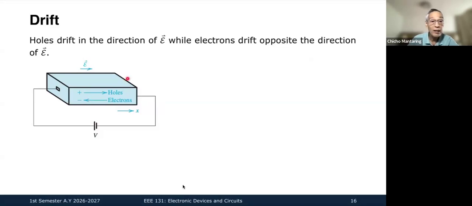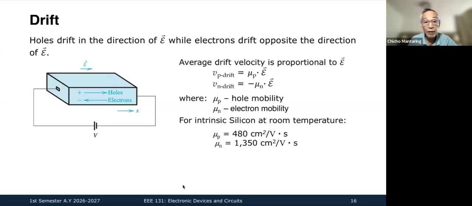This is a solid. Because of the electric field, sabi natin, yung electrons at saka yung holes, hindi yan mag-accelerate. It will achieve an average velocity. Now, that average velocity will be proportional to your electric field. For holes, the constant of proportionality is called μp. And for electrons, the constant of proportionality is called μn. What is μn and μp? That is hole mobility and electron mobility.